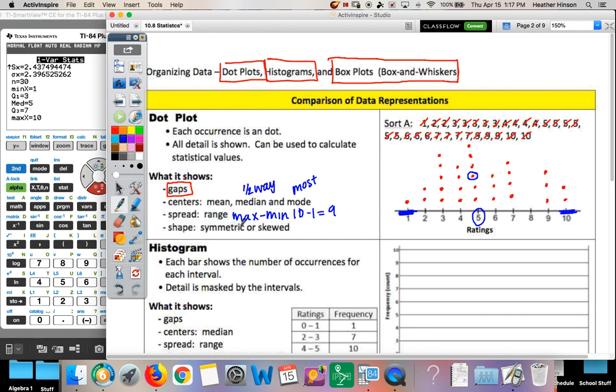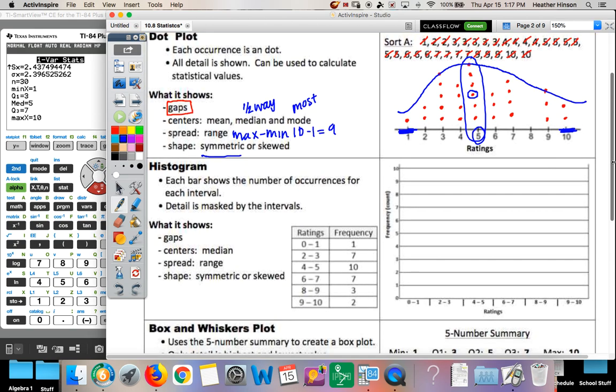You can also see the shape, if it's symmetrical or skewed. So if we were to draw a little curve around this, you can see if the tail goes off to the left, to the right. This one's pretty even because your highest number falls about halfway, and then there's about the same number of dots on either side. So this one's pretty symmetrical. It's not perfect, and we're not trying to find it to be perfect. We're just trying to figure out what is the best. And the best for this one's going to be symmetrical because there's about the same on either side. So that's what you can see from a dot plot.